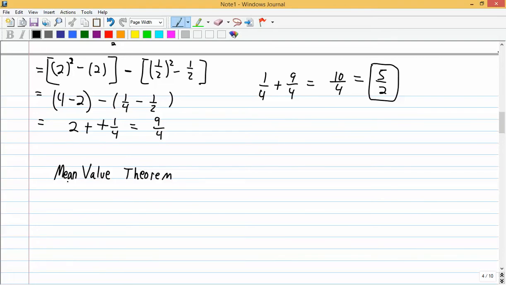Technically, if you have a function that's continuous on a closed interval from a to b, then there exists some number c, which is an x value, some number c in the closed interval from a to b, such that the integral from a to b of f of x dx is equal to f of c times b minus a.